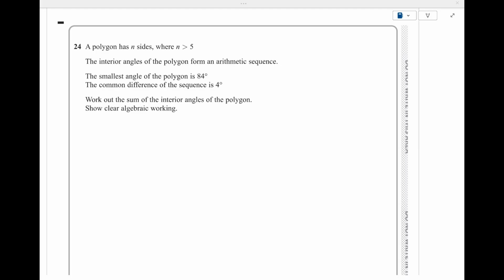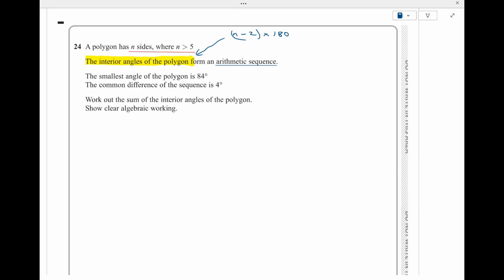Question 24. Right. The polygon has n sides where n is greater than 5. The interior angles of a polygon form an arithmetic sequence. Now I'm already thinking, the minute that I read that, I thought, oh, wait a minute, the interior angles of a polygon, they add up to n minus 2 times 180, don't they? You might want to remember that in a bit.